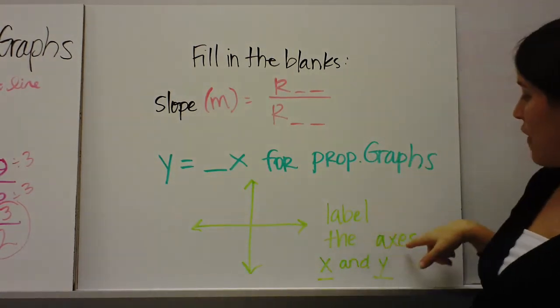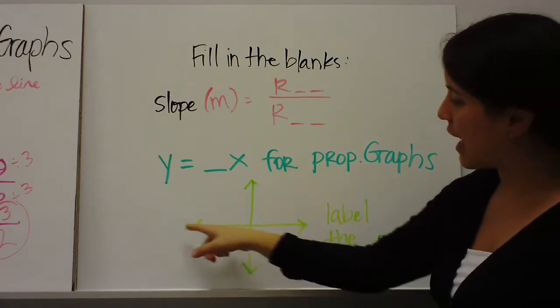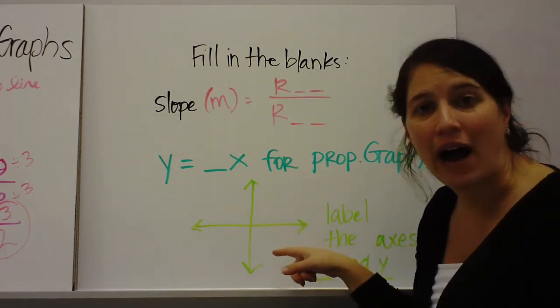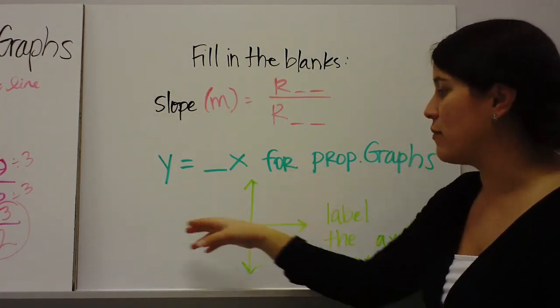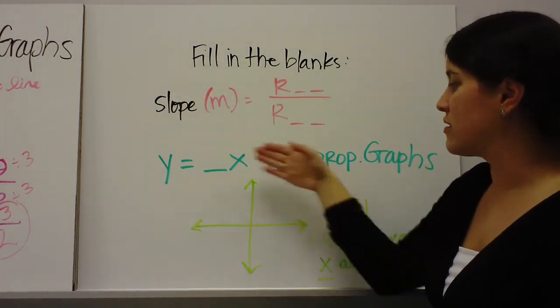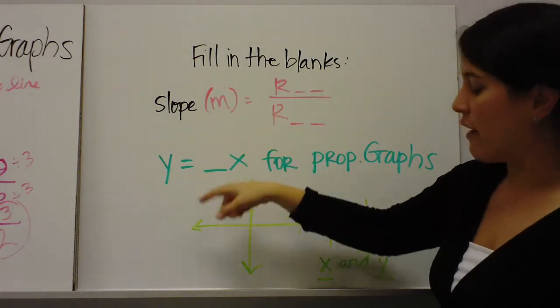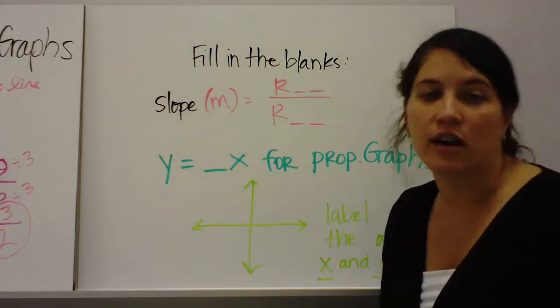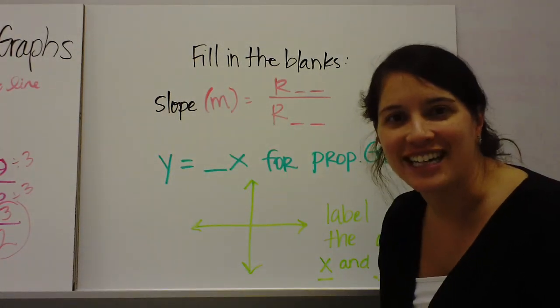And then I want you to label the axes. One of these is the x-axis, and one of these is the y-axis. So I want you to label which one of these is the x, and which one of these is the y. And so you have these last 3 questions, 1, 2, 3, that I want you to answer, and we're going to go over these in class tomorrow.